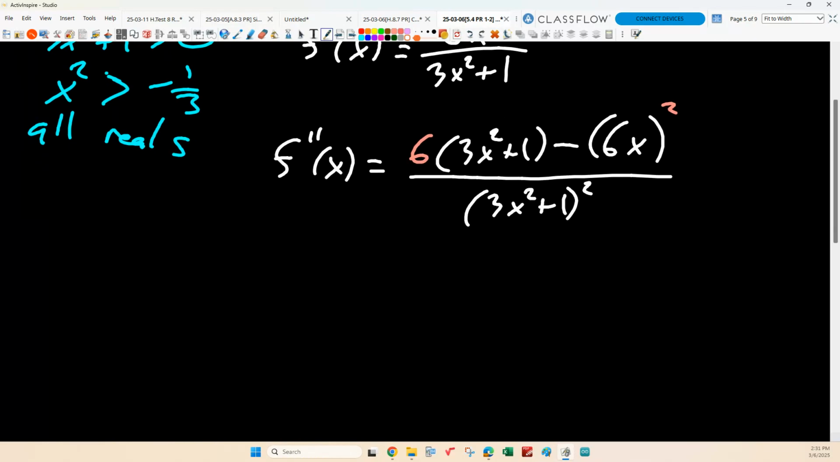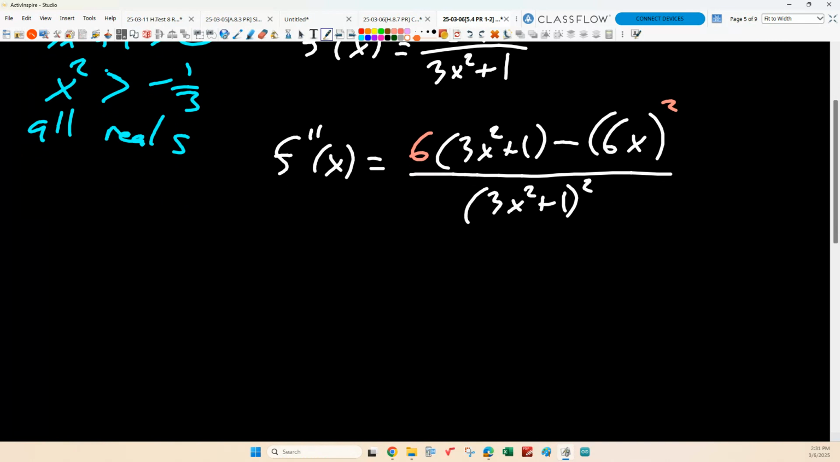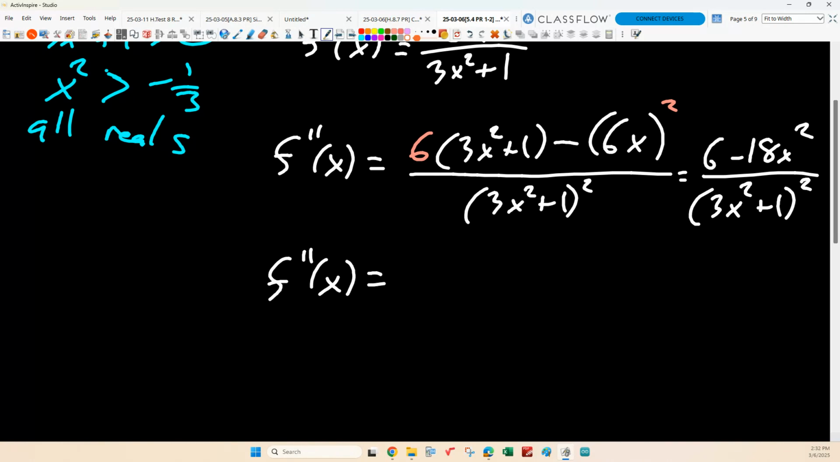And so if I distribute the 6, I'm going to get 18x squared plus 6 minus 36x squared. So that's just 6 minus 18x squared. Everybody agree? Right? 18x squared minus 36x squared is negative 18x squared. On the bottom, we already know what that is: 3x squared plus 1 quantity squared. So we could factor out a 6, times 1 minus 3x squared.